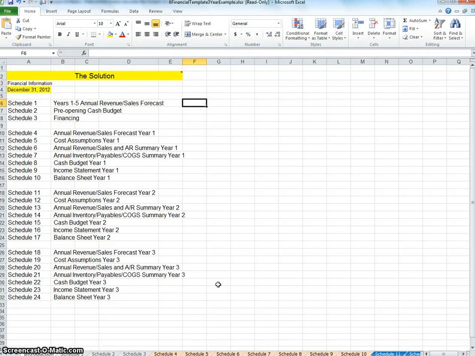Hey everybody, it's Rich. As promised, I wanted to go through this financial template for the new business planning project in just a little bit more detail. We'll actually just walk through an illustrative example.